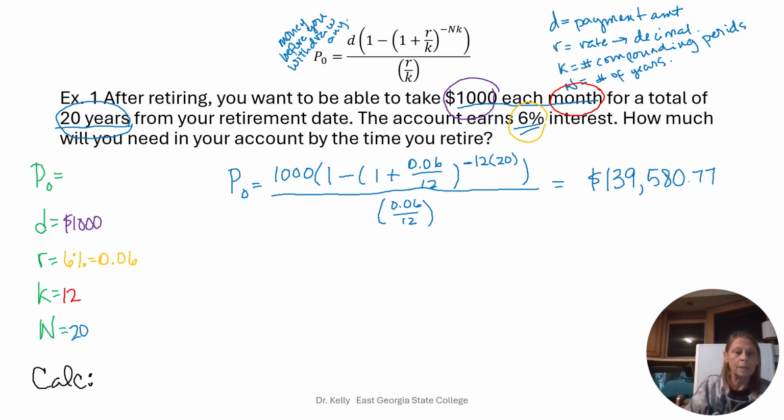So the calculator steps are this. Well, we're going to have to put in some parentheses here. Remember, we're doing a whole lot of stuff here on top, so we're going to need a set of parentheses there. And recall, every time you put a fraction in, you need to put it in its own set of parentheses so it reads it correctly. Okay, here are the steps. Open 1,000. Open 1 minus open 1 plus open 0.06 divided by 12, close, close.